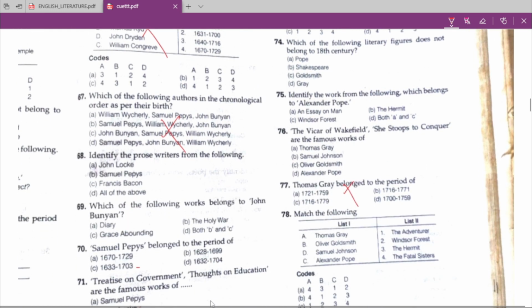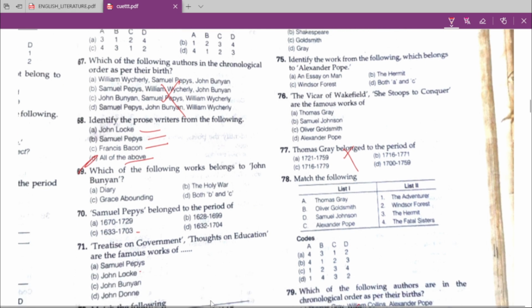Identify the prose writers from the following: John Locke, Samuel Pepys, Francis Bacon, all of them. So all of them are actually prose writers. Next question: which of the following works belongs to John Bunyan? Diary, Grace Abounding. Grace Abounding is written by John Bunyan. Holy War was written by John Bunyan. So both B and C, and Diary is actually written by Samuel Pepys. So both B and C are the right options. D is the right option.